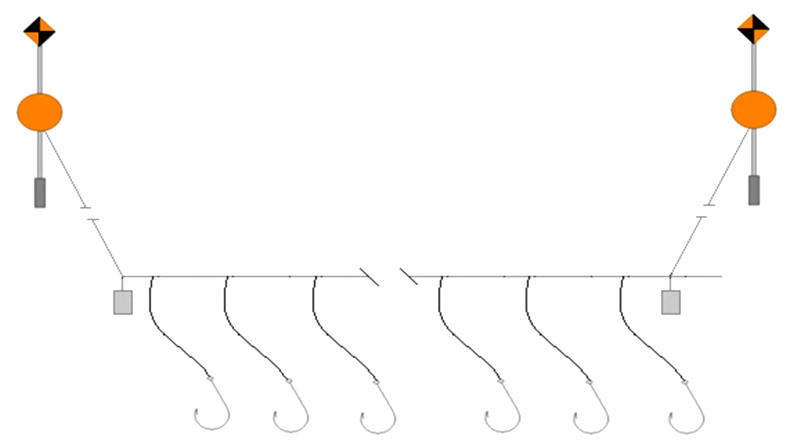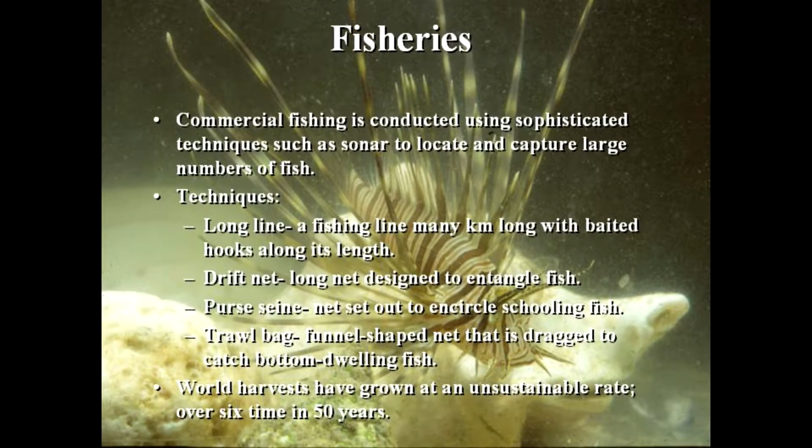And you can see this kind of arrangement in this image here. These diagrams are all from the National Marine Fisheries Service, which is a constituent of the National Oceanic and Atmospheric Administration. Another kind of technique is that of the drift net, which is a very long net which, as its name suggests, drifts in the ocean, and it is designed to entangle fish in it.